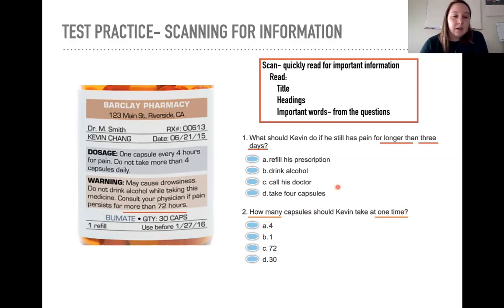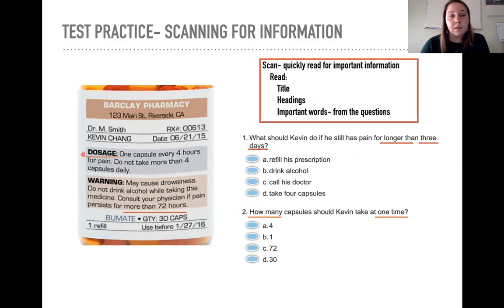So this is where a little bit of vocabulary is important, because if we're looking here, we read the title and we read the headings. So there are two headings. Which of these headings goes with this question? Dosage or warning? Okay, it's going to be dosage. So repeat after me, dosage.